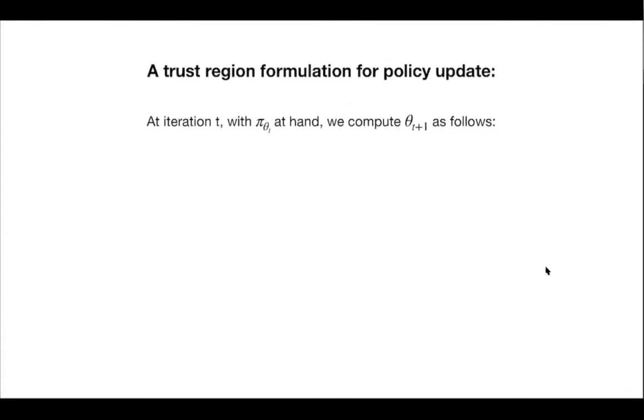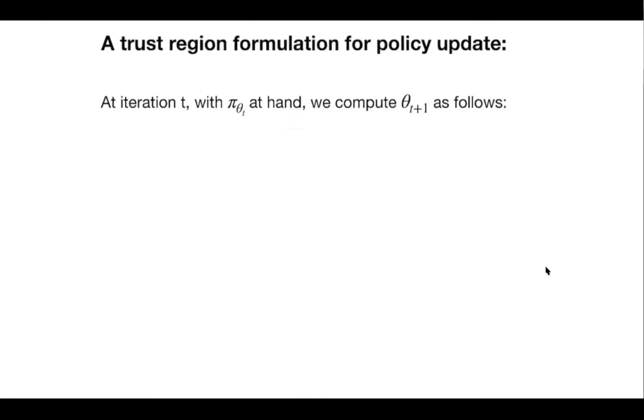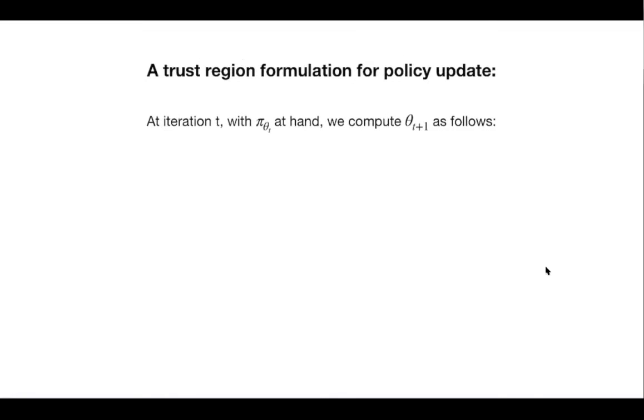Okay, so we're going to talk about a trust region formulation in the iterative policy optimization framework. Let's say at iteration t, we have this pi theta t at hand that we computed from the previous iteration. We are now going to update theta t to theta t plus 1 using the following optimization program.